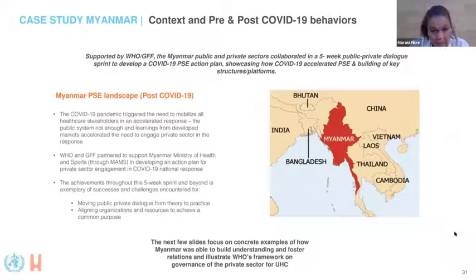Then post-COVID, this whole thing accelerated, and post-COVID starts in March with the WHO, who approached GFF. Both of them actually decided to support a five-week sprint for COVID-19. And at that point, the Ministry of Health was extremely interested to see how to accelerate, understand how to engage, and which sector of the private sector stakeholders they could engage in an action plan. So we started developing a five-week sprint action plan, really looking to develop a public-private engagement plan that will be implemented immediately. So next slide.